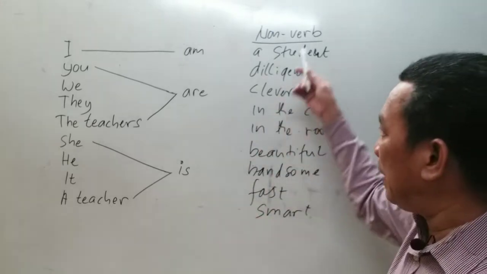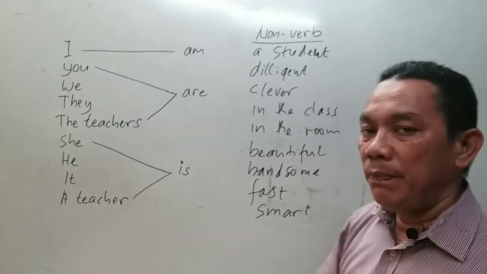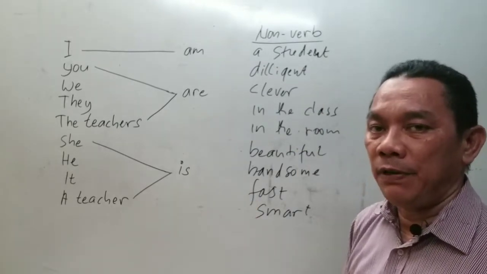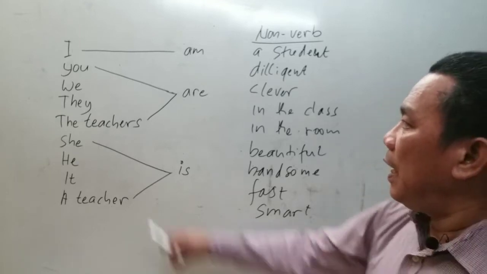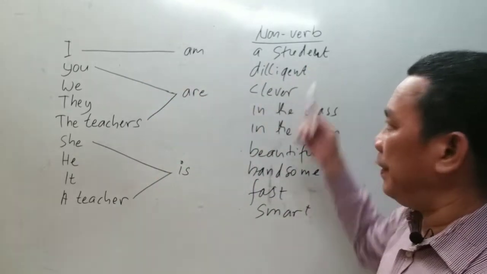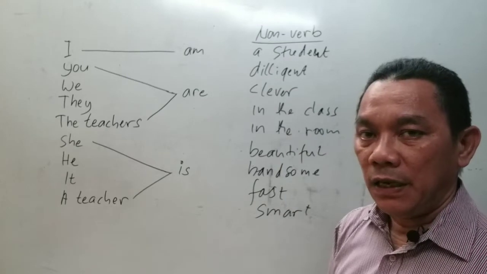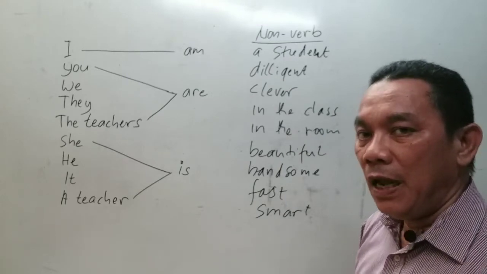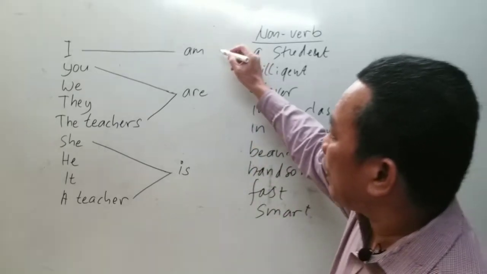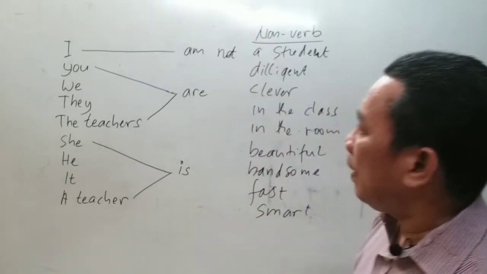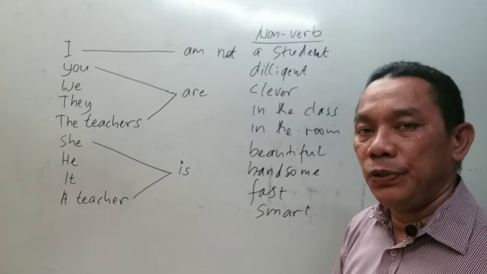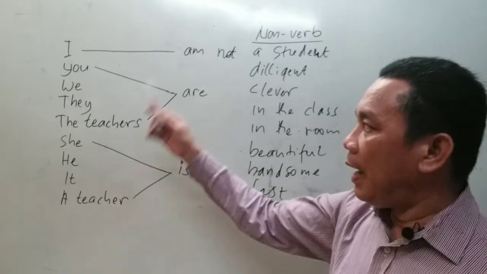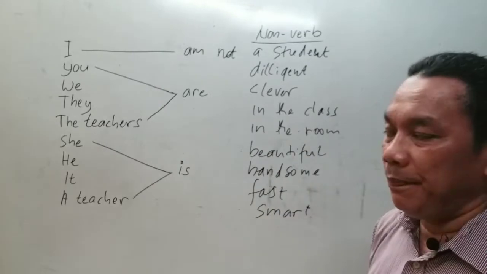Because the predicate we use is non-verb, we must use to be in the sentence as the helping verb. Let's say, I am a student. This is a positive sentence. When we want to change this sentence into a negative sentence, we just put the word not directly after to be. I am not a student. Okay? I am not a student.